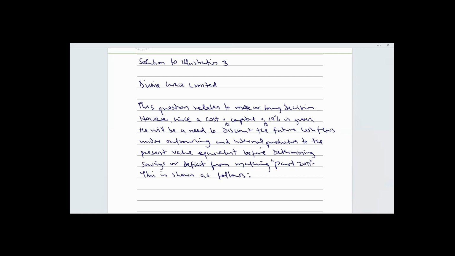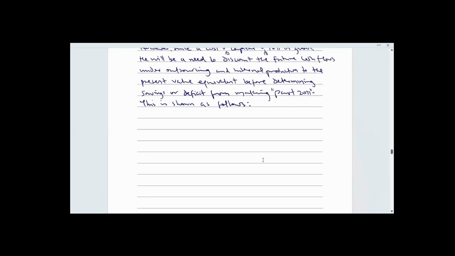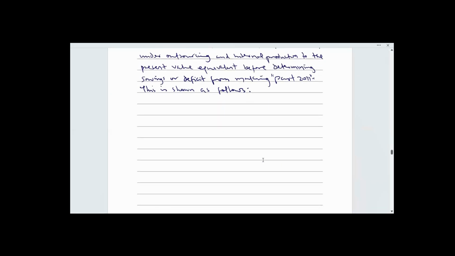So at this point, we need to go back to the question. Let us bring out the variables that we need. There are two options in this question. Option one is to outsource Part 2011. So what are the variables that we need if we want to outsource Part 2011?